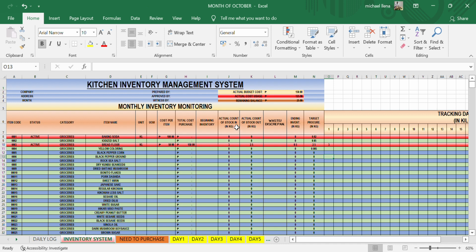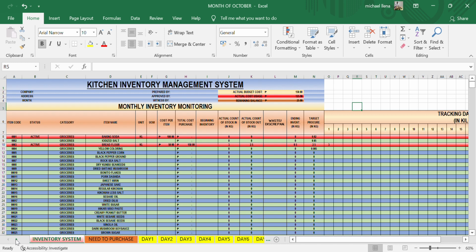Okay, you have the 3 kilos in your inventory. In the daily log you use 2.5 kilos, so you have 0.5 kilos or 500 grams left. It will turn red again because your target requirement of 2.5 is more than your ending inventory of 500 grams, so it turns red because you don't have stocks above your target requirement. And then you have the actual budget cost of 150 pesos, the actual usage of 125, and the remaining 25 pesos. So that's how it works, okay?